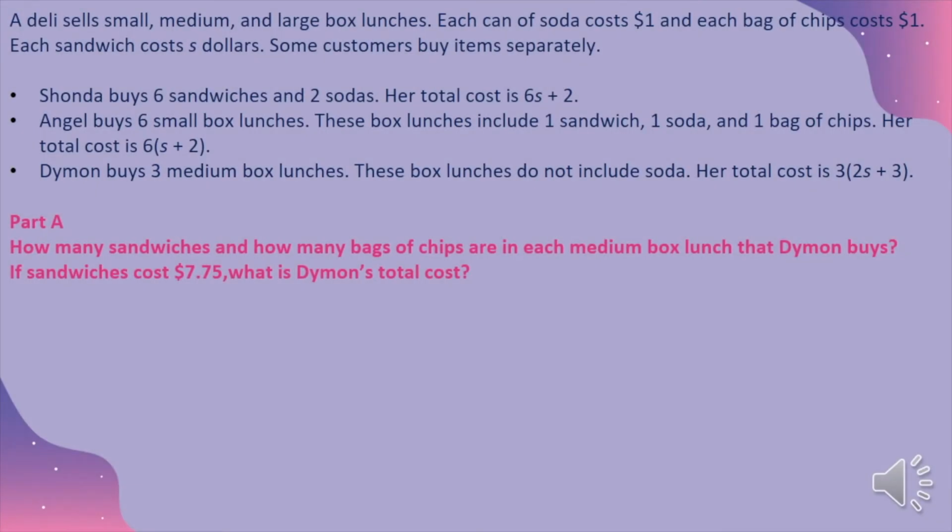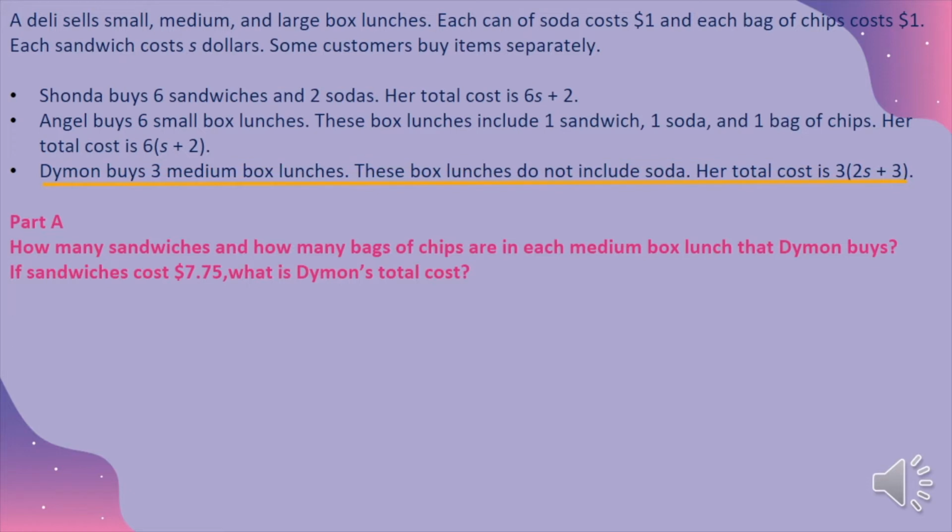Now that we have used the 3-read protocol to assist with understanding the problem, let's look at Part A. Part A reads, how many sandwiches and how many bags of chips are in each medium box lunch that Diamond buys? If sandwiches cost $7.75, what is Diamond's total cost?